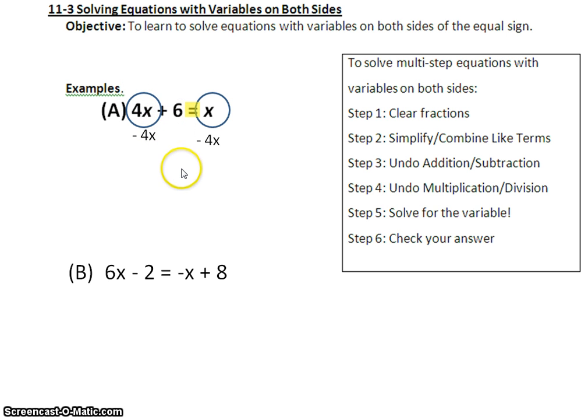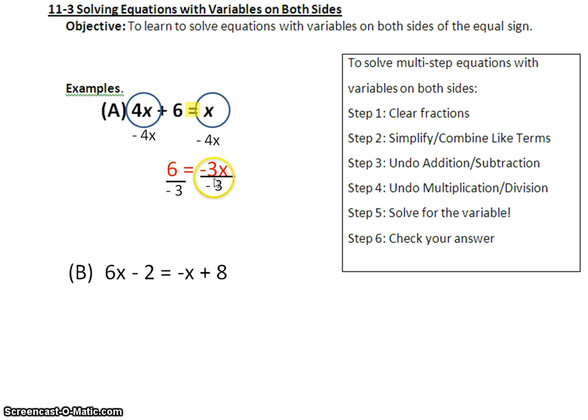So I will end up with 6 equals, on the right-hand side I have x minus 4x, which comes out to be minus 3x. So I will have 6 equals minus 3x. On the right-hand side, let's look at our variable. Our variable x is being multiplied by a negative 3. We can undo that multiplication by the inverse operation of division. So we can divide the right-hand side by a negative 3, as long as we divide the left-hand side by a negative 3.